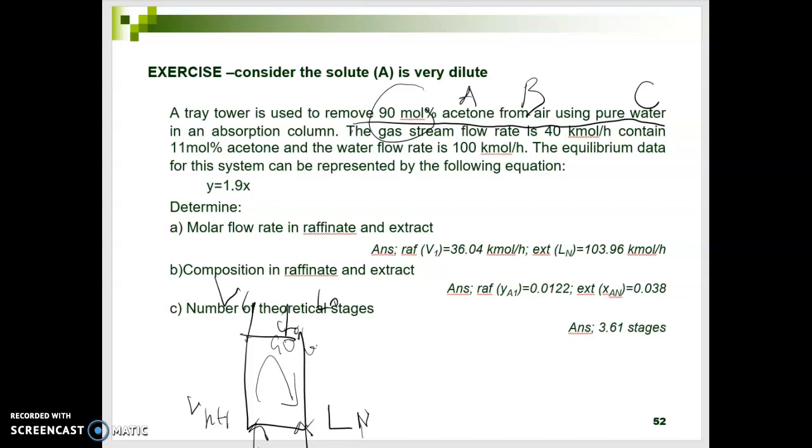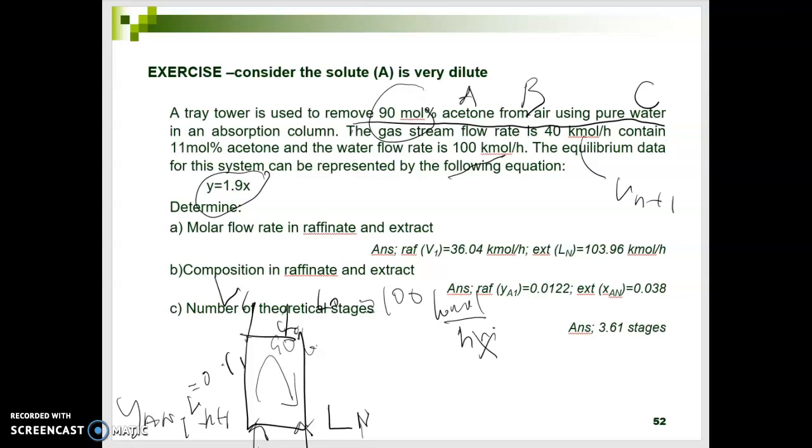The gas stream flow rate is 40 kmol per hour. So V m plus 1 is 40 and contains 11% mole, which means your y A m plus 1 is 0.11. The water flow rate is 100 kmol per hour, so L naught is 100 kmol per hour. The equilibrium data of the system is y equal to 1.9x.